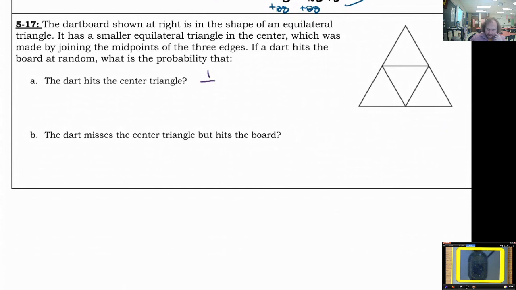Well, that's one triangle out of four. 1/4 is the probability there. I don't really have a good way to explain it other than that that's one triangle out of four triangles, and they're all the same size.